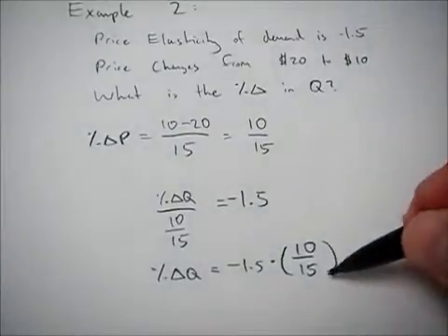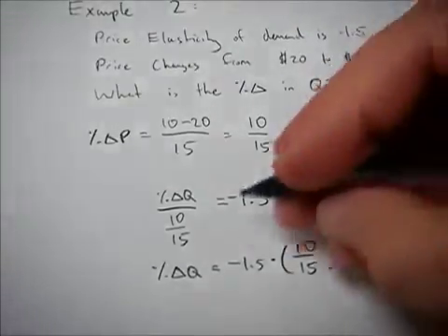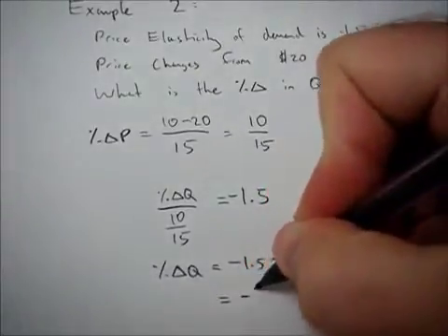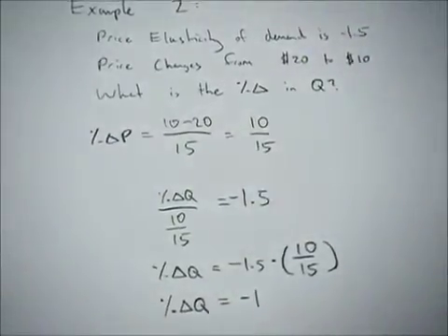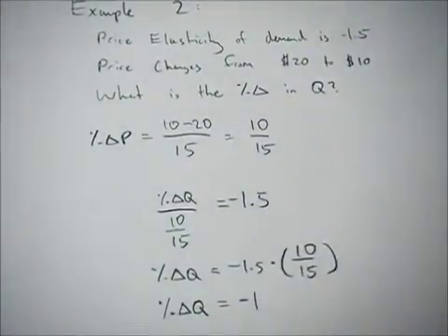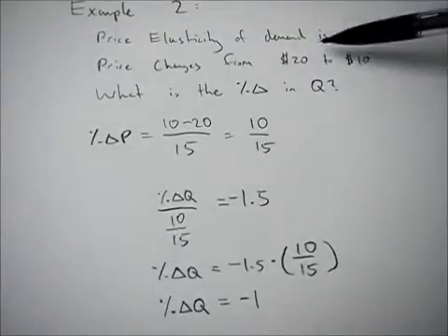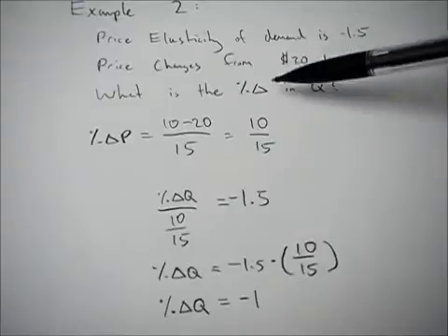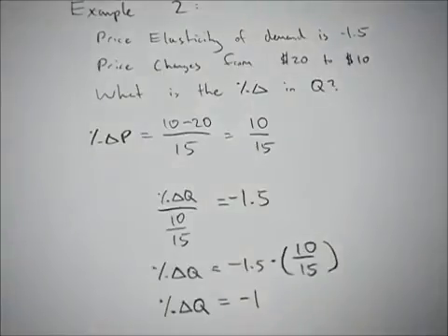What is 10 over 15 times 1.5? This is the same as 2/3, so 2/3 times 1.5 is going to give us negative 1. So our percent change in quantity is going to be equal to negative 1. So if we have a price elasticity of demand of negative 1.5, a price change from 20 to 10, what's our percent change in Q? Our percent change in Q is going to be negative 1.